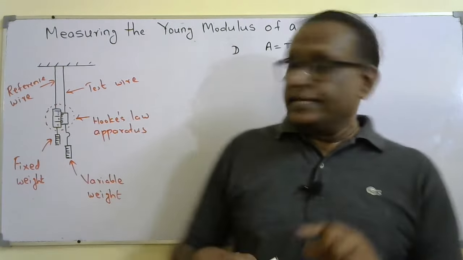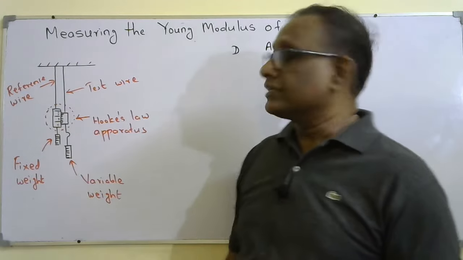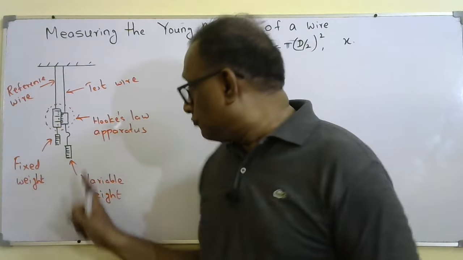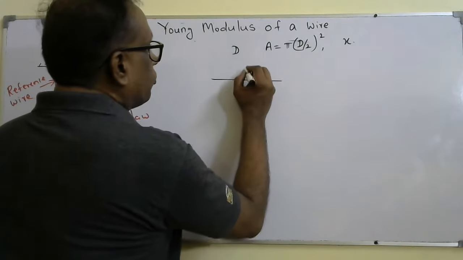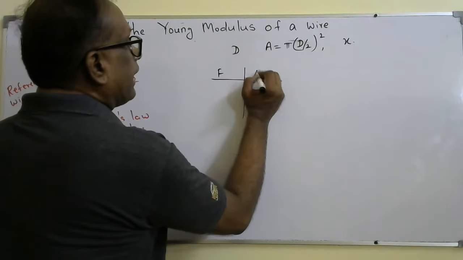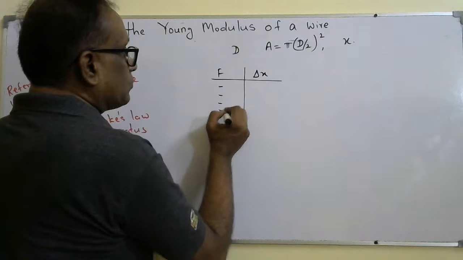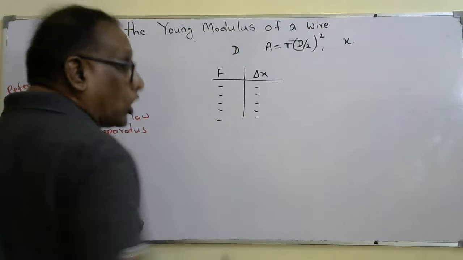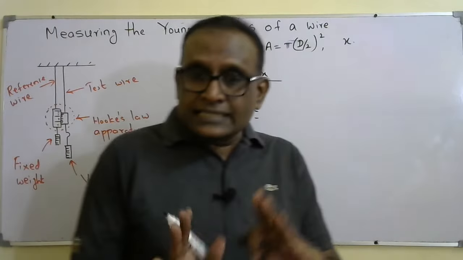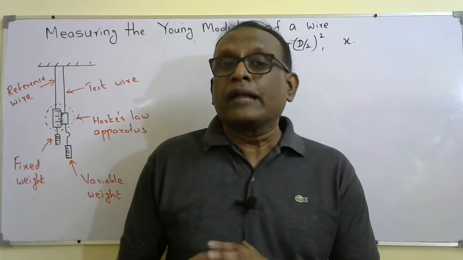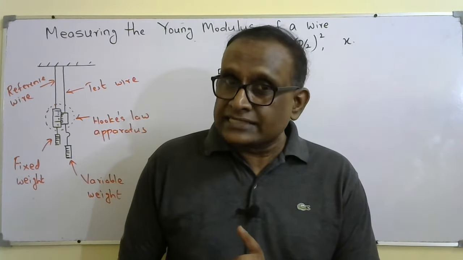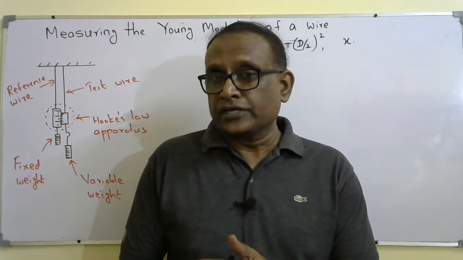So you know the force you applied, you know the extension, so you can tabulate force and extension. Then several readings you can take. So here also the analysis is exactly the same as earlier, what I explained for copper wire. You can plot a graph of stress against strain. It will be a straight line through the origin. Same approach as earlier. Find the gradient, that will be the Young modulus.